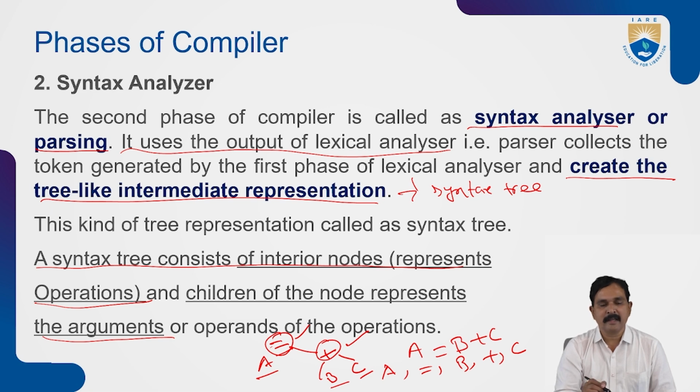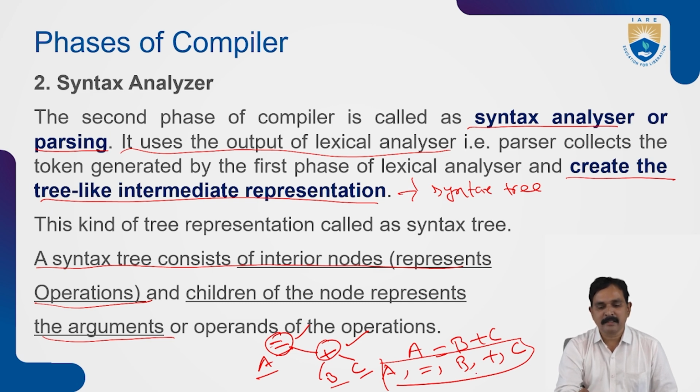The lexical analyzer will convert the given source language statement into some number of tokens, or it supplies the tokens for the given program language statement. After taking the separated tokens, we should arrange them into some syntactic structure as per the grammatical rules. Here we can use a tree-like intermediate representation. This kind of representation is called a syntax tree. This is the example for understanding purposes: I am taking a equal to b plus c, and the tokens are separated in the lexical analyzer like this.